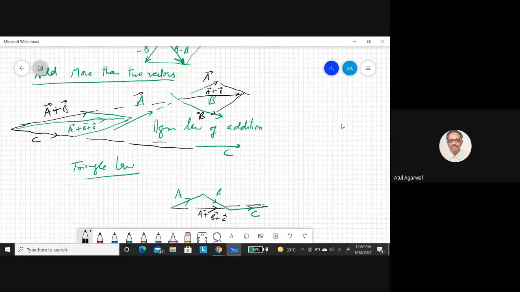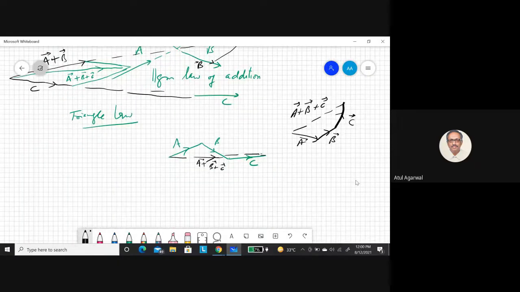This is one crude example. Suppose you are having vectors lined up like this. Then this becomes your closing side of the polygon. This would have been A plus B plus C. Suppose all your vectors made a closed polygon. Then your net vector sum is 0.